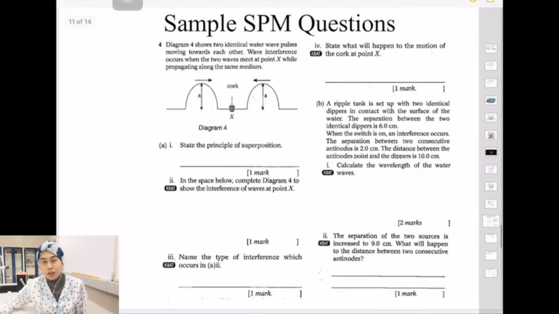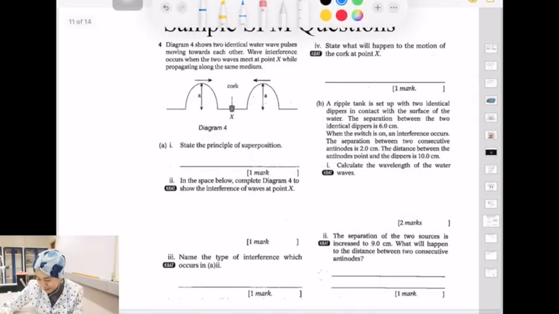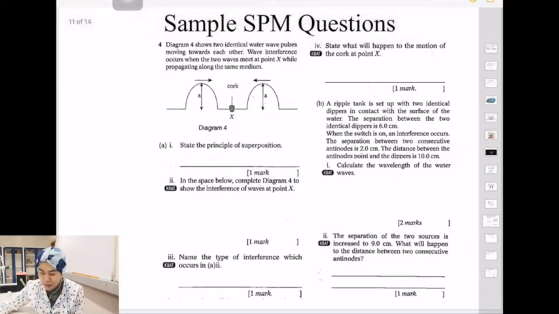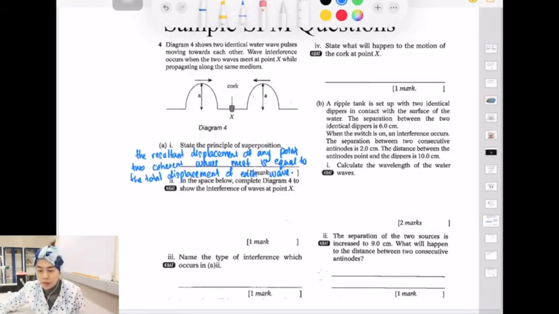Okay. So now let's look at the sample SPM questions. Let's look at superposition first. Okay, first question here. You can have a look at the question, pause the video, try it out, and then come back later for the answer. Okay, so the first question is asking you the principle of superposition. Like I told you, it is a very popular question in SPM. So we just write down the principle of superposition.